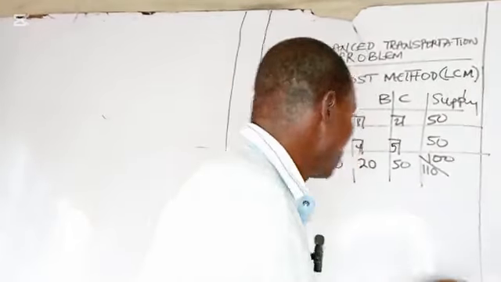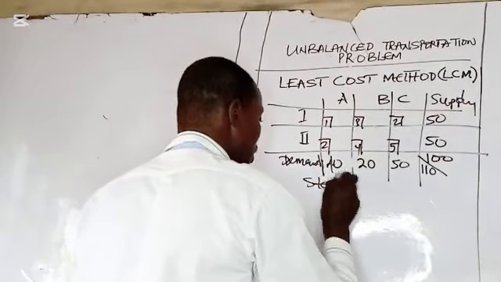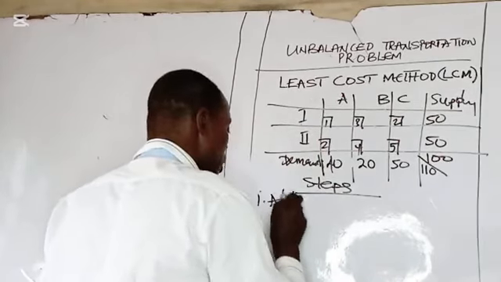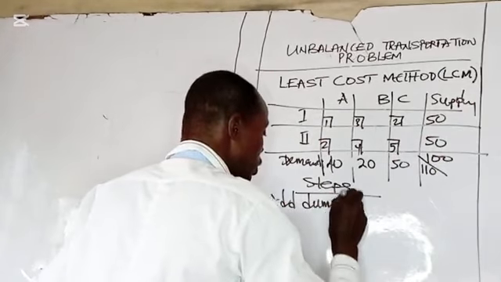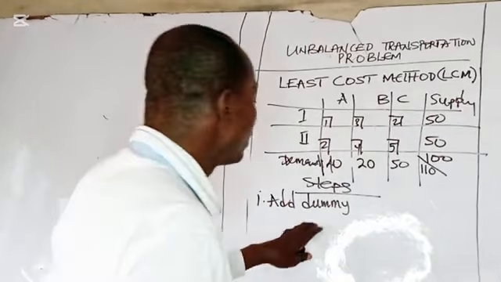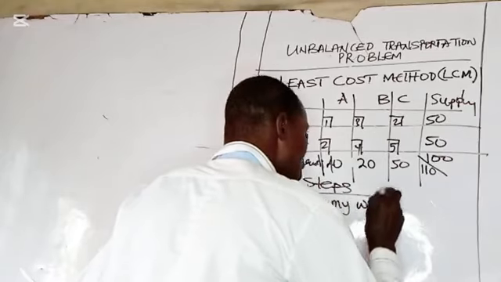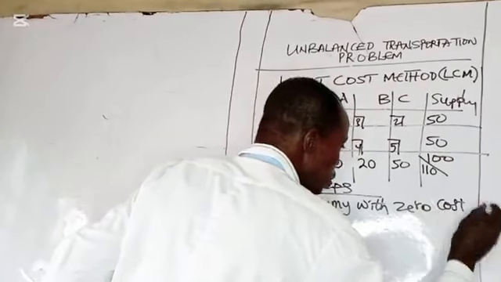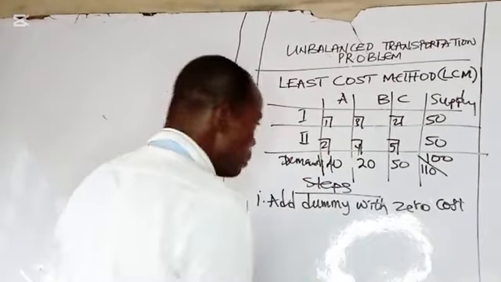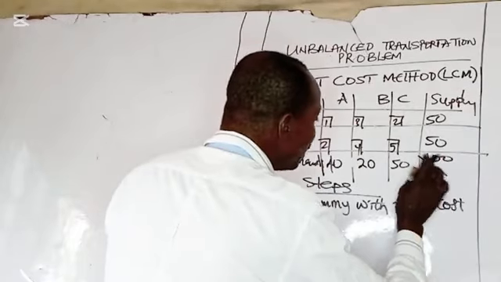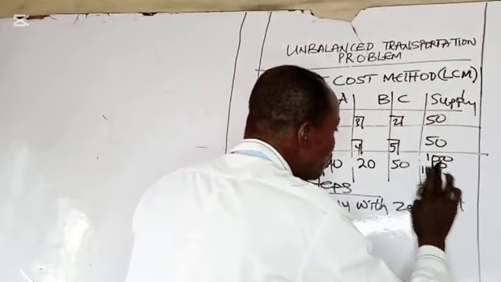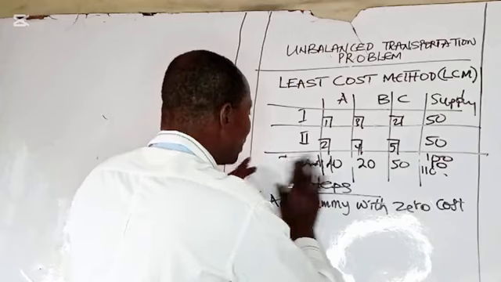To solve problems involving unbalanced transportation problem, you follow the following steps. Step number 1, you add dummy. You introduce dummy with 0 cost. To make it balance, you introduce dummy. So in this case, the dummy we will need to introduce here will be 10. You want to add 10 to this to make it 110. That means the cost of the dummy.